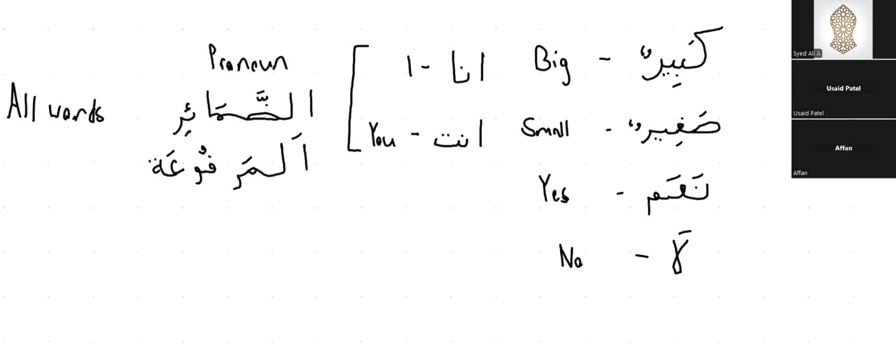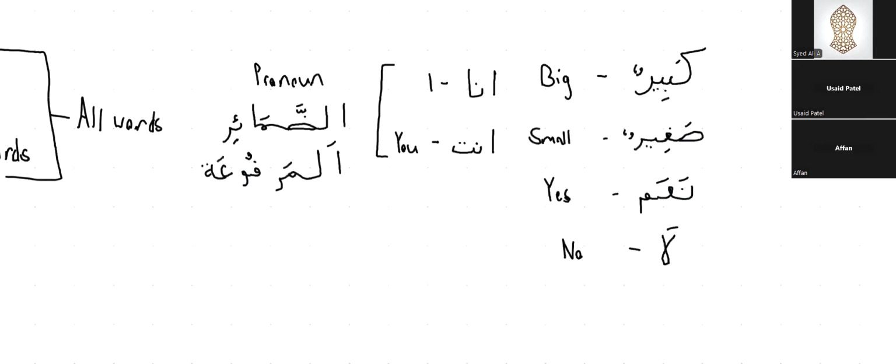Now, we talked about yesterday some more words, like rajulun, fardun, waladun, himarun: man, monkey, boy, donkey. And we also covered ana and anta, I and you. Ana is first person, anta is second person, it's you.